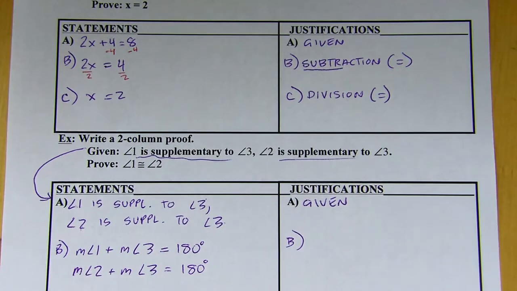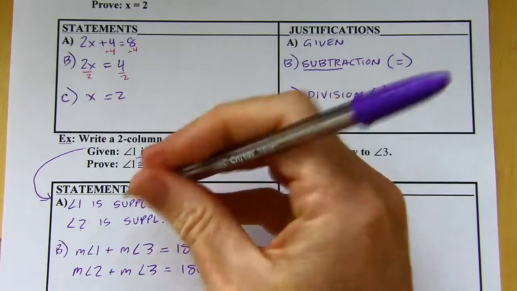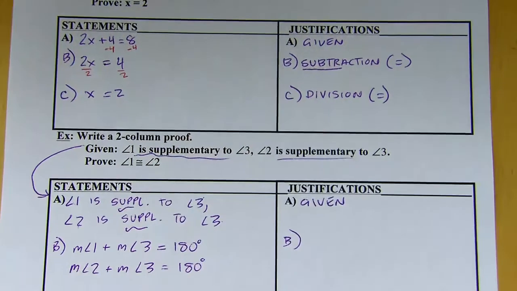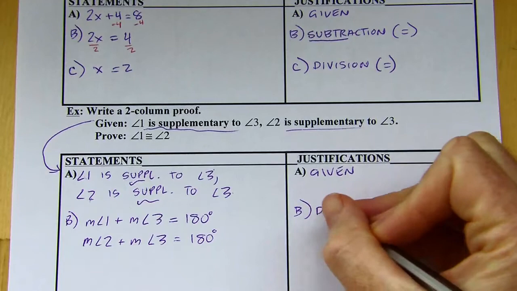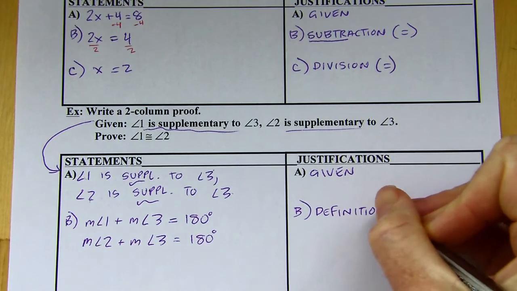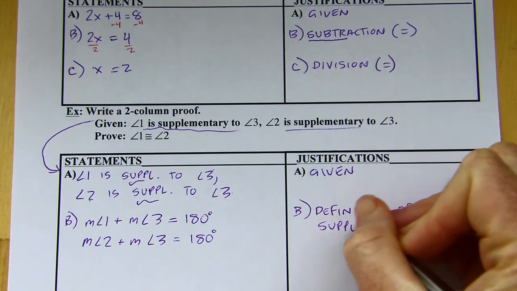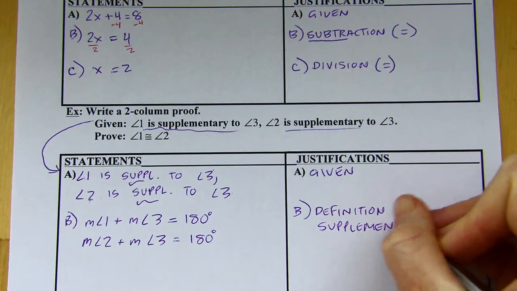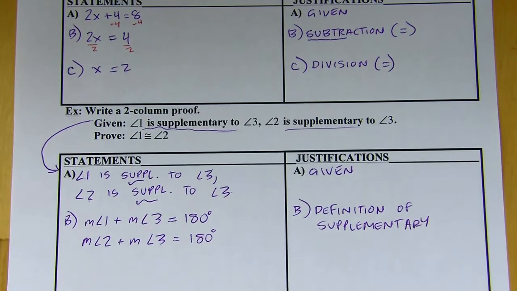All right, so that wasn't one of the properties that are covered in this section, but the reason I can write those equations is because I know what supplementary means, okay? So I'm using the definition of supplementary, right? So that is my justification over here. The definition of supplementary, I'm just going to write it like that. Some people might say the definition of supplementary angles. That would be fine too, okay?